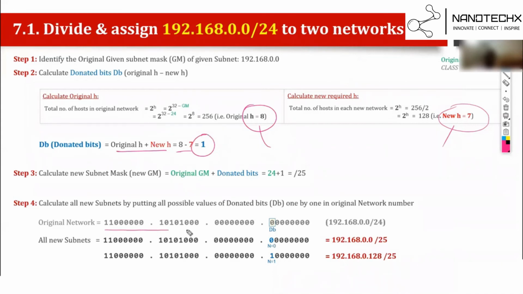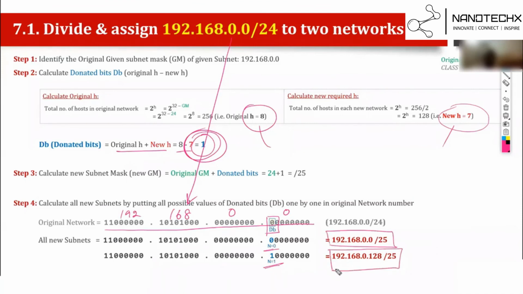We write the original network in here, which is this one, 192. I have just converted this 192.168.0.0 into here. So how many donated bits are there? There is only 1 donated bit, so it means we change only 1 bit. Put all possible combinations. First we put n is equal to 0, then we put n is equal to 1. Then we convert to our normal number. So 192.168.0.0, and the second subnet will be this one.